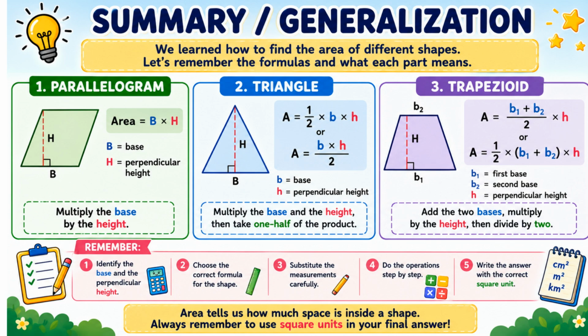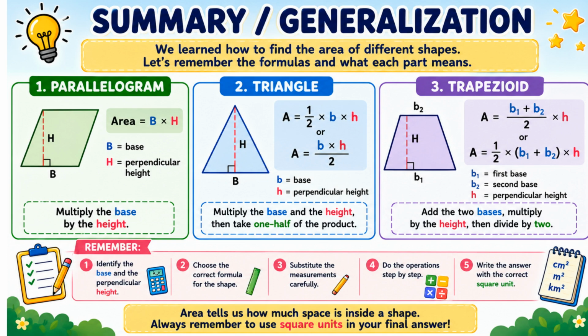Let us summarize what we have learned today. We learned how to find the area of a parallelogram, a triangle, and a trapezoid. For a parallelogram, the formula is area equals base times height, or A equals B times H. Remember that H is the perpendicular height.